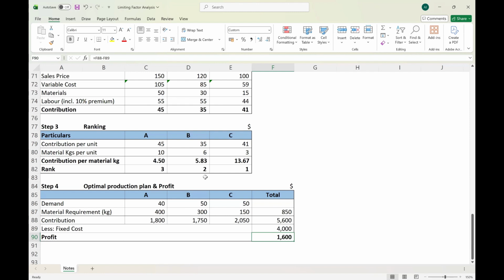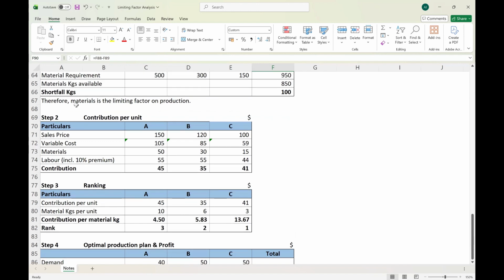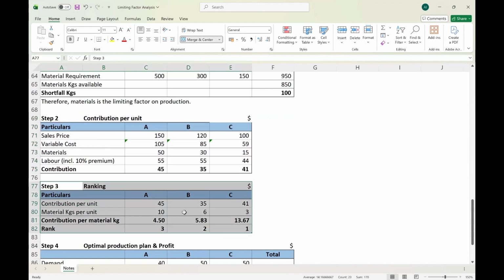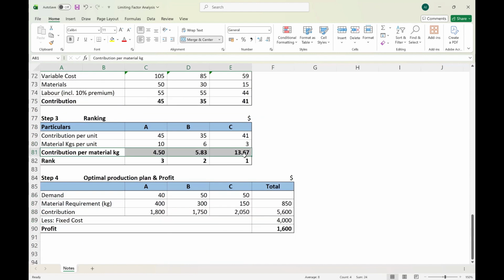Okay, so what is the limiting factor here? Materials, we identified that in step 1 and then stepwise. Step 2, I calculated the contribution per unit for each of the product. Then I performed the ranking. How did I perform the ranking? By referring to the contribution per material kg. Whichever product gives me the highest ranking, I made that first ranked, then second, and then third. And I manufactured also in that order so that my resources are fully utilized.